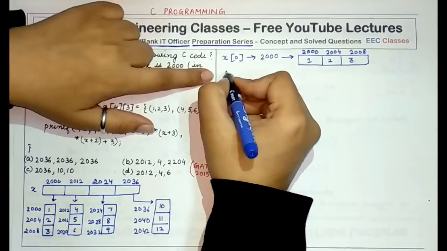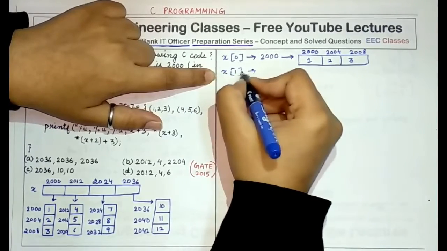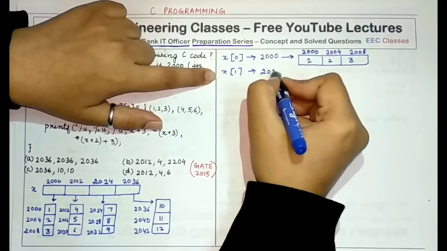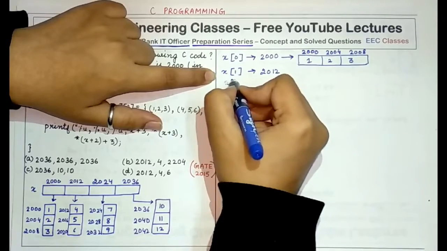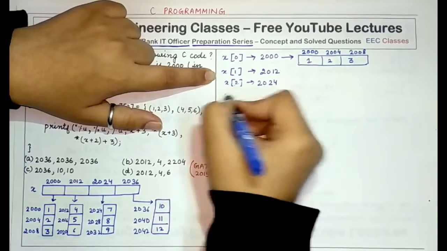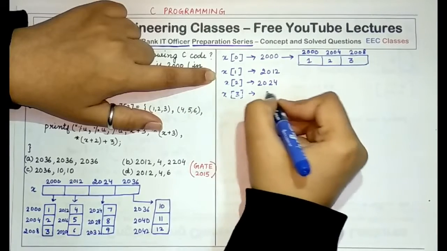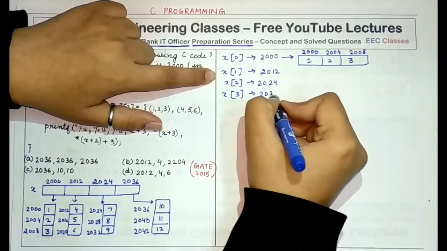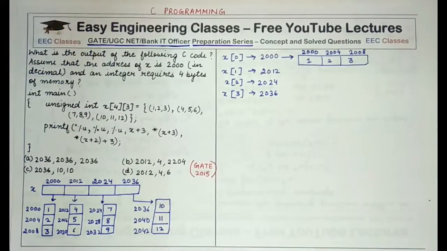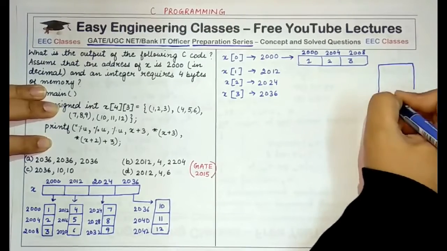So I'm just writing X of 1, that means the first index would be starting at 2012, then X of 2 would be at 2024, and X of 3, that means the last element which represents the last row, would be starting at 2036. So this is another way of visualizing this same 2D array.